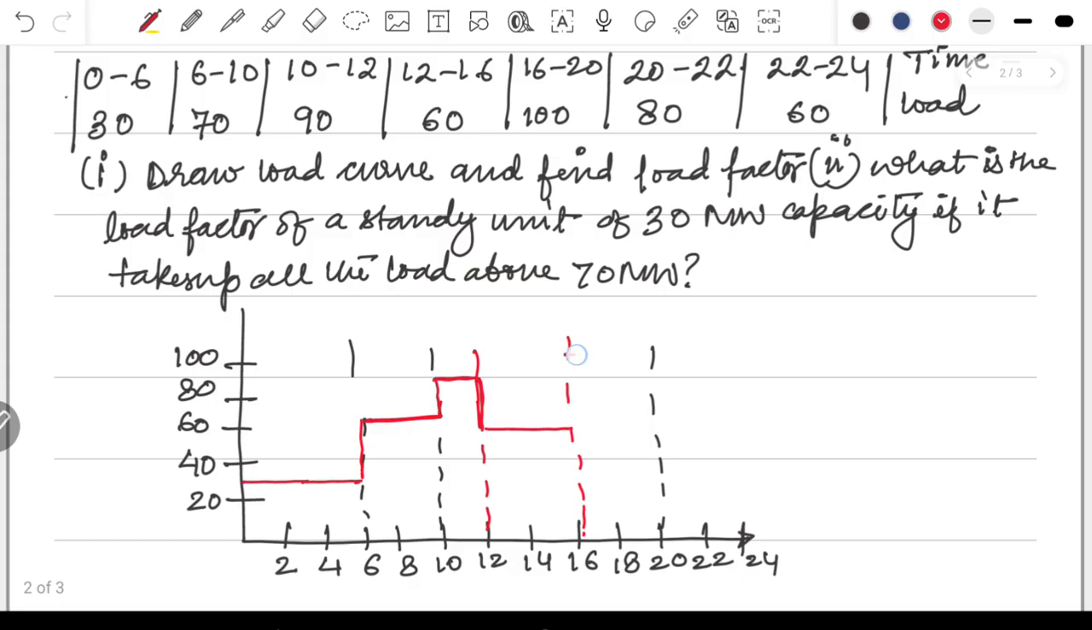And then from 20 to 22 it dropped down to 80. So this is the one. Then from 22 to 24 the load was 60. So this is basically the 60, I think. So now this is what the load curve is.